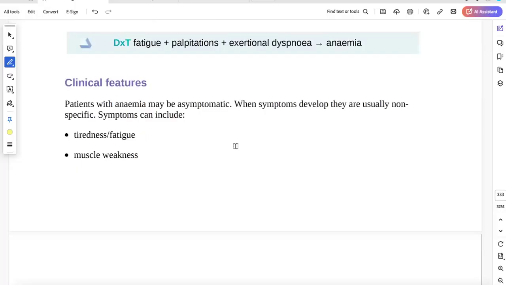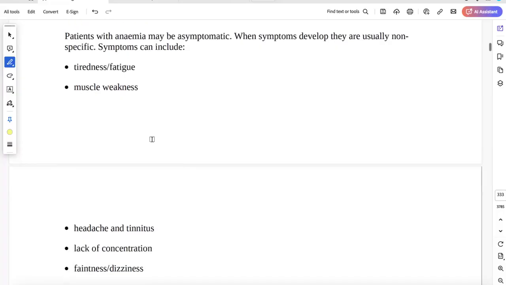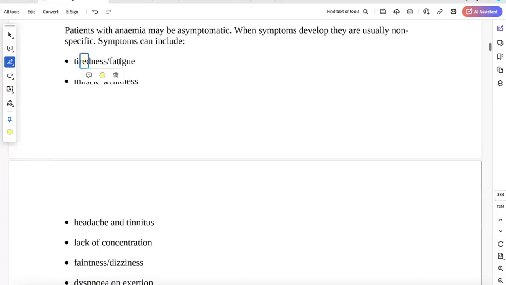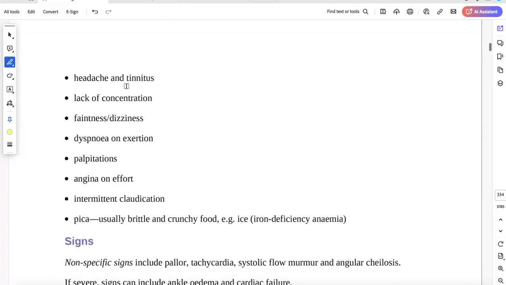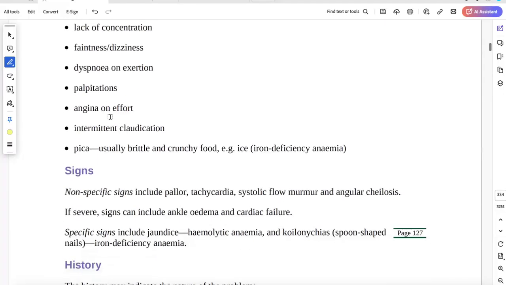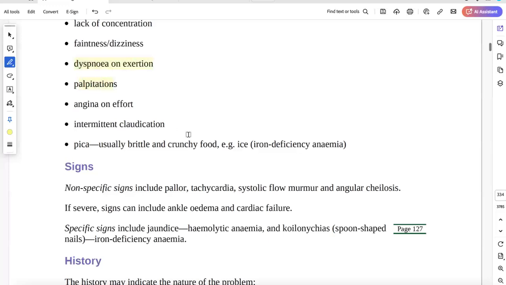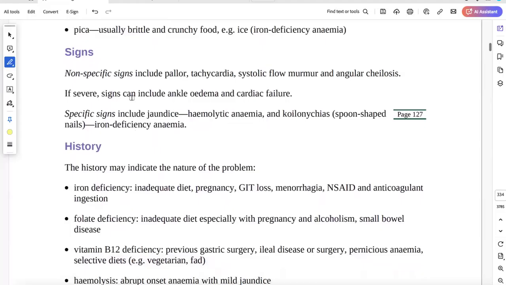So an anemia patient presents with fatigue, tiredness, getting ill, sometimes because of lack of blood or hemoglobin. The heart starts to pump more, causing tachycardia or palpitation. And they can also get shortness of breath with exertion. Most anemia patients can be asymptomatic if the hemoglobin is not too low. But when they become symptomatic, their main presentation will be tiredness or fatigue, muscle weakness, headache, lack of concentration, and very commonly dyspnea on exertion or palpitation. And there are lots of non-specific signs which you can go through in your own time.